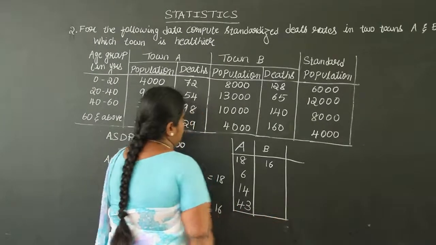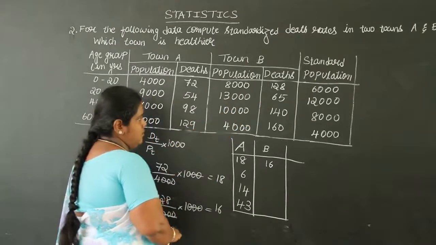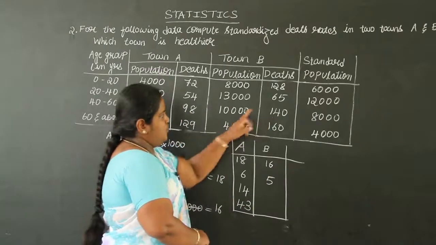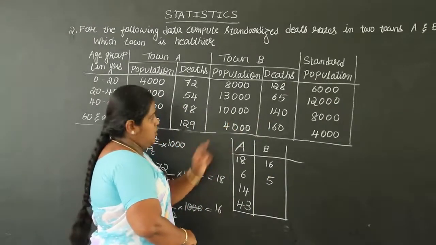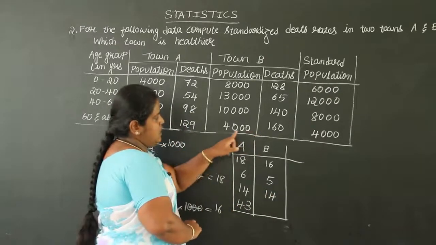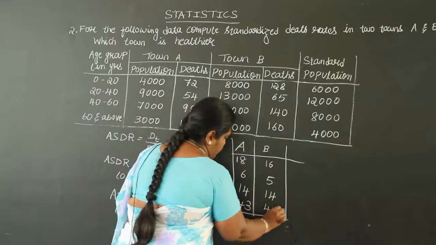Town B second age group is 65 divided by 13,000 into 1,000. So 5. Then 140 divided by 10,000 into 1,000, 14. 160 divided by 4,000 into 1,000, 40.